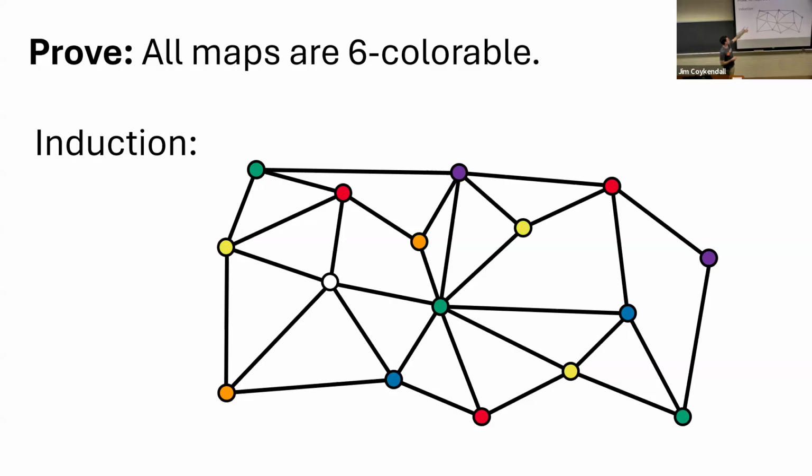Because it has at most 5 neighbors, like in this case it has 5 neighbors, the worst thing is that all 5 neighbors have five different colors. But we have 6 colors available to us, so we have a spare color. Just use the spare color in the worst case. That's it. Six colors suffice.